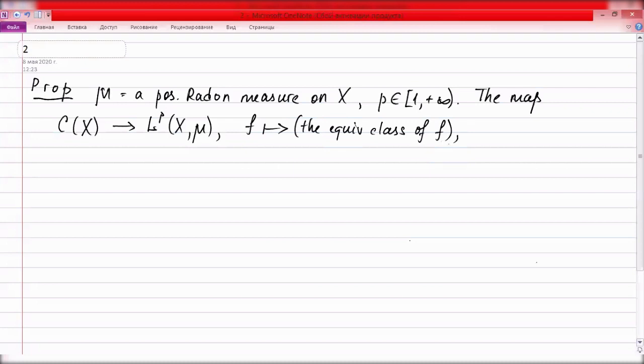So I claim that this map has dense image. So very roughly, this can be formulated as C of X is dense in L^p of X. But it's important to remember that in general, this map is not necessarily injective. So if, for example, the measure of each non-empty open set is strictly positive, then this map is injective. But in general, it can have a non-trivial kernel. The proof is a simple exercise for you. Actually, it easily follows from the definition of a Radon measure and from Urysohn's lemma.